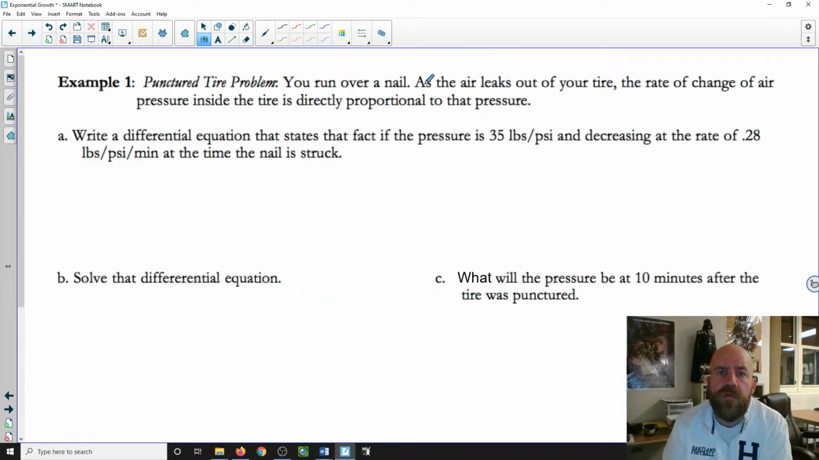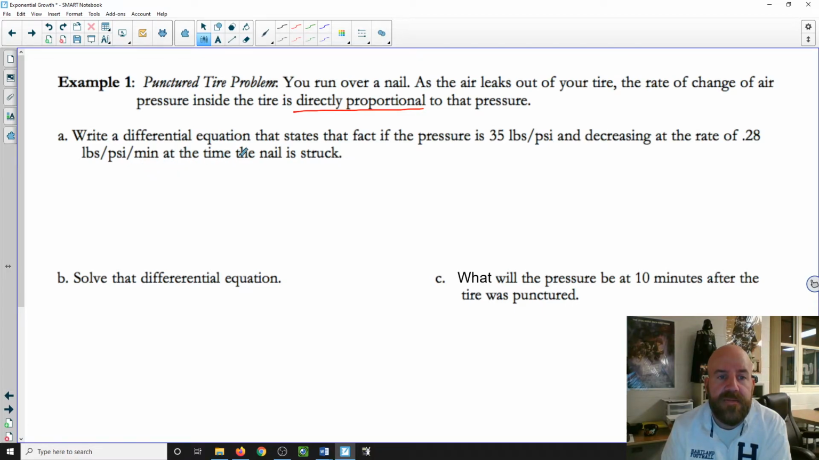So if you run over a nail as the air leaks out of the tire, the rate of change of air pressure inside the tire is directly proportional to that pressure. So when it's directly proportional to something, this is going to tell you that this is an exponential problem. So write a differential equation that states that fact, given that the pressure is 35 pounds per square inch and decreasing at a rate of 0.28 pounds per square inch per minute.